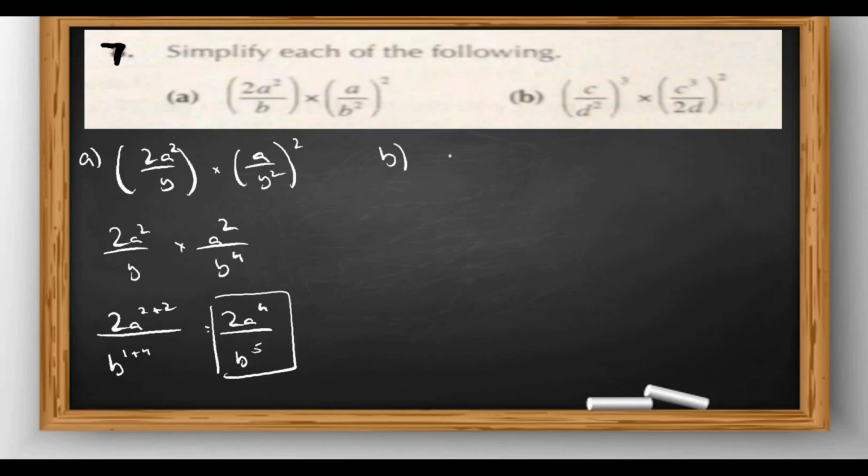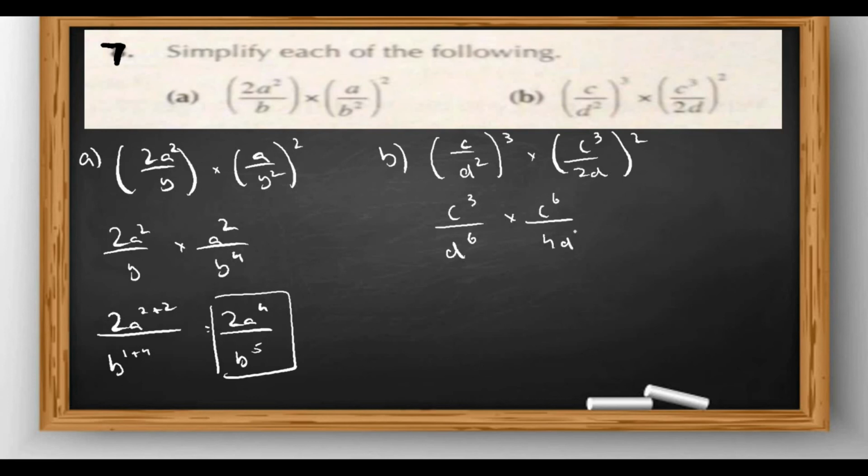Let's move on to part B, which says c upon d square raised to power 3 multiplied by c cube upon 2d square whole square. So this becomes c^3 upon d^6 multiplied by c raised to power 6 upon 4d square.